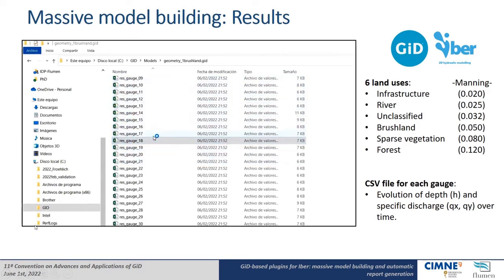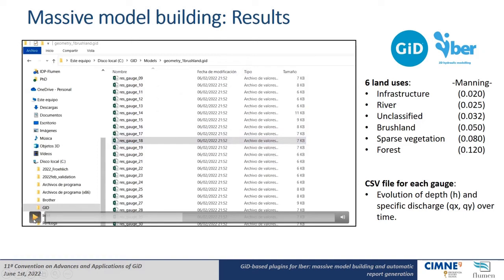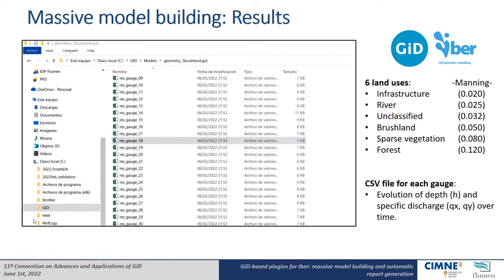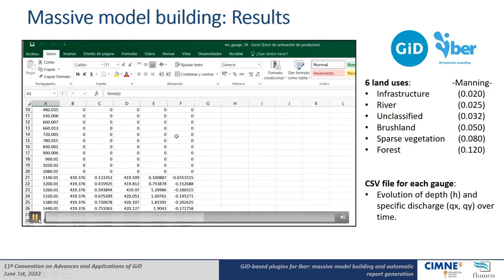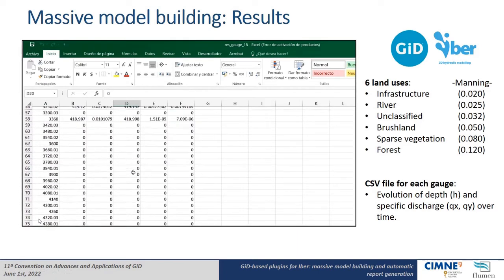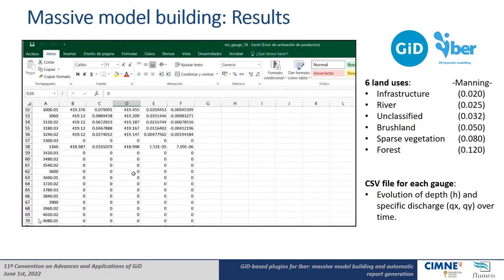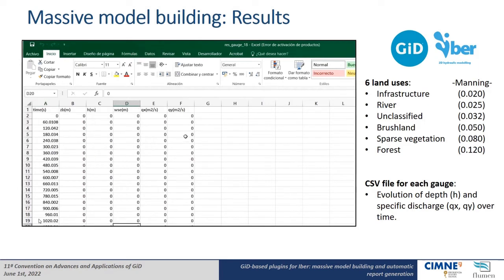Within each model, we find the results extracted from each gauge, saved in CSV files. These CSV files contain the evolution of depth and specific discharge over time. The user can then use these files to extract the maximum depths and velocities at all points of interest.